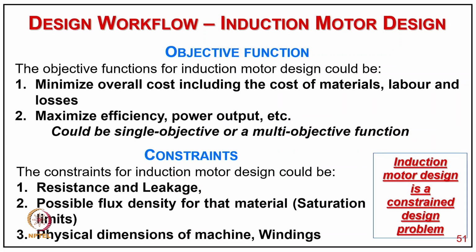Now coming to the objective, if we say that we want to optimize the design or to get some objective, some of the objective functions in induction motor design could be to minimize the overall cost, including the cost of material, labor cost, and losses. Another objective may be maximizing efficiency, power output, etc. for a given frame, and could be single objective or multi-objective, as a combination of many objectives with proper weighting factors. Now coming to constraints, there are constraints for induction motor design, which can be resistance constraint or leakage reactance, possible flux density for that particular metal because of the saturation limit, and physical dimensions of the machine and winding because of the frame size. The induction motor design is a constrained design problem.